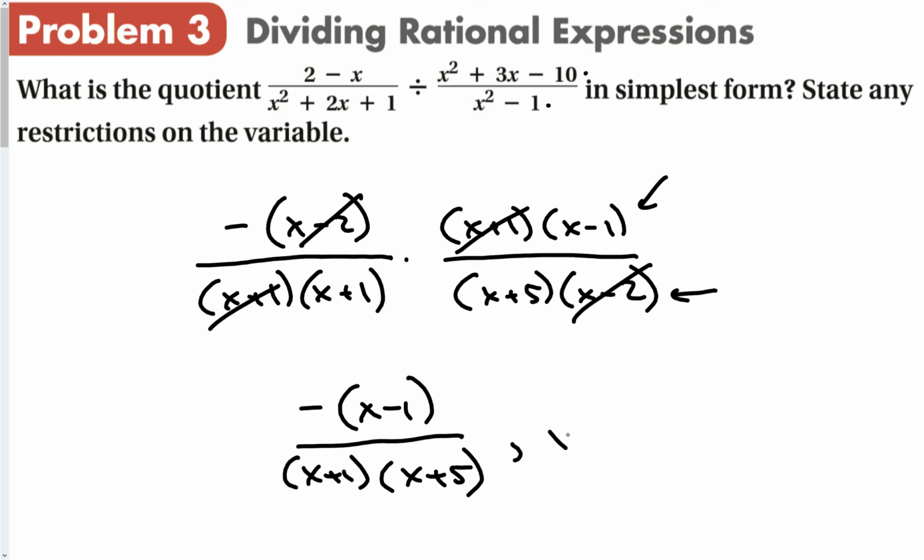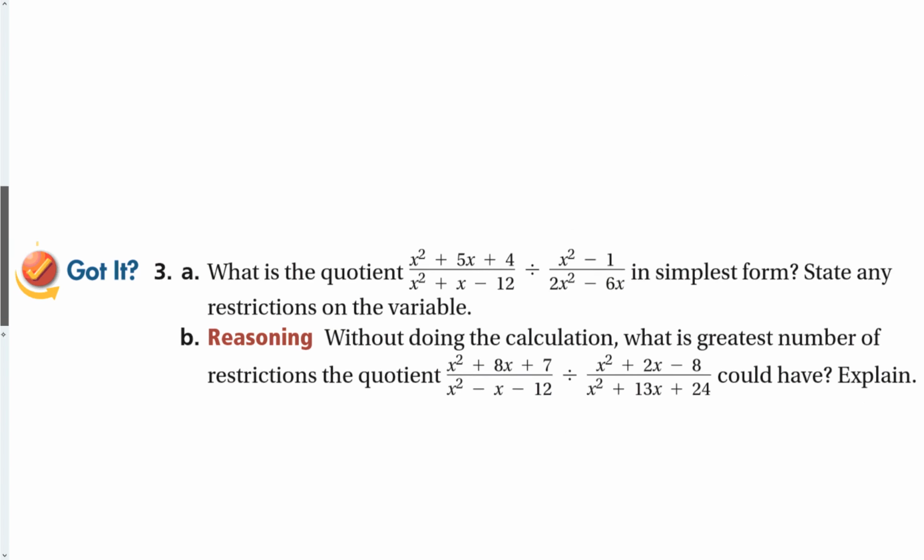Comma, x cannot be equal to anything that made the denominator equal to 0. So that's a negative 1 right there, a negative 5, a positive 2, but also a positive 1 because that used to be in the denominator. So the excluded values, there's actually 4 of them, are plus or minus 1, negative 5, and 2. Let's try another. One more.